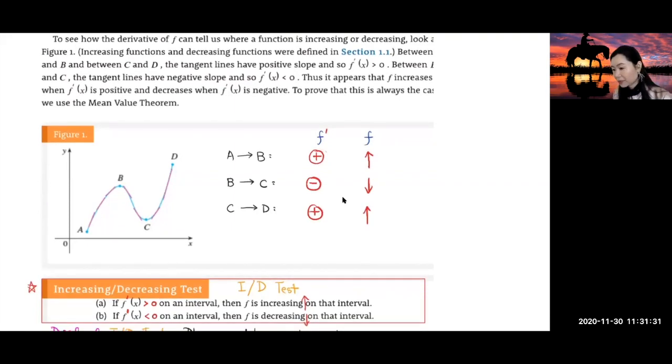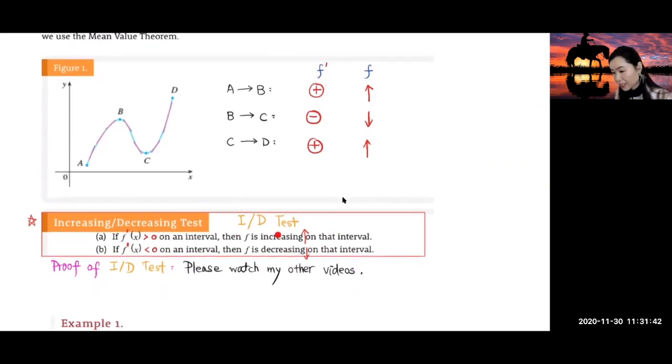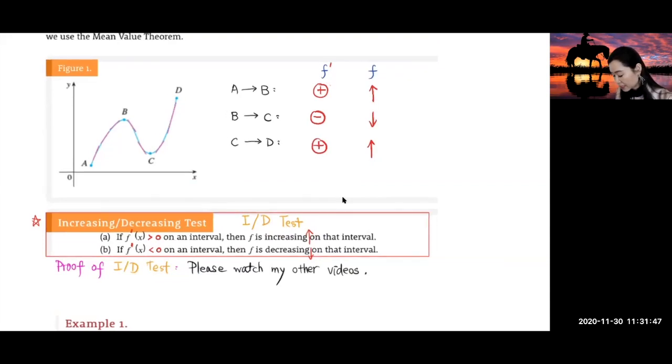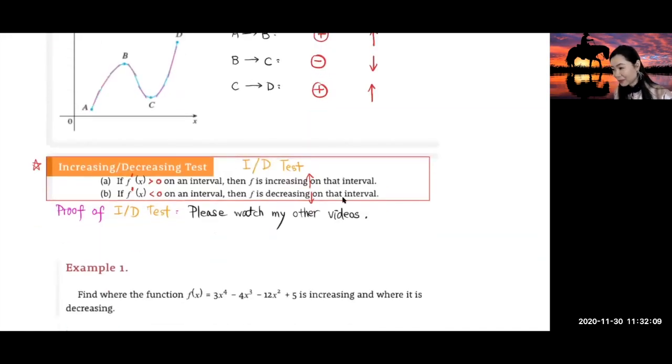So this is just some observation. It could be proven. It's called the increasing decreasing test, which I abbreviate as the ID test. It says that if the first derivative is positive on that interval, then the function is increasing on that interval. If the first derivative is negative on that interval, then the function is decreasing on that interval. So we could prove this.